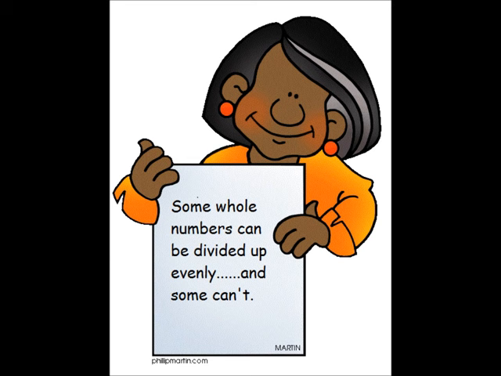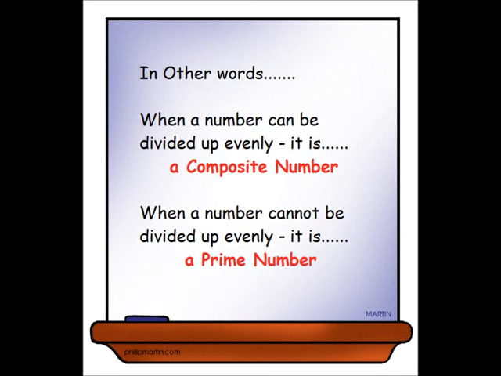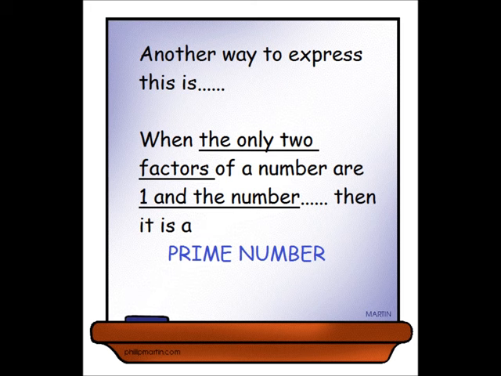Some whole numbers can be divided up evenly and some can't. For example, 6 can be divided evenly by 2 or by 3, but 7 cannot be divided up evenly. In other words, when a number can be divided up evenly, it is a composite number. When a number cannot be divided up evenly, it is a prime number. Another way to express this is, when the only two factors of a number are 1 and the number, then it is a prime number.